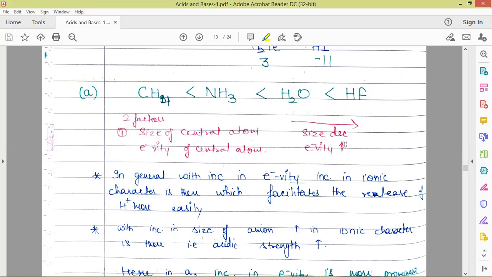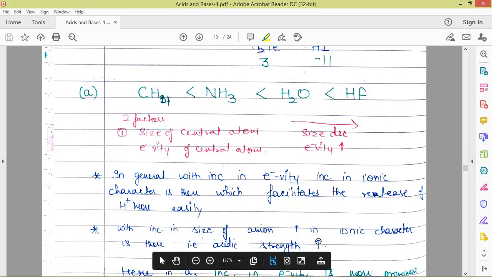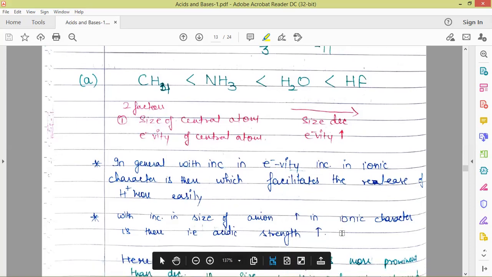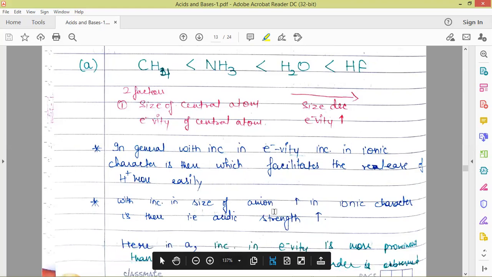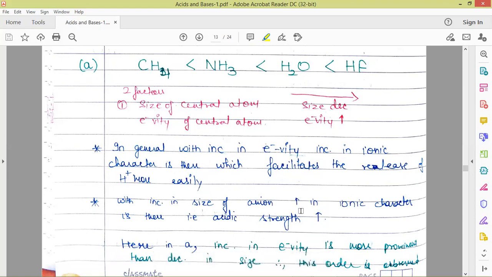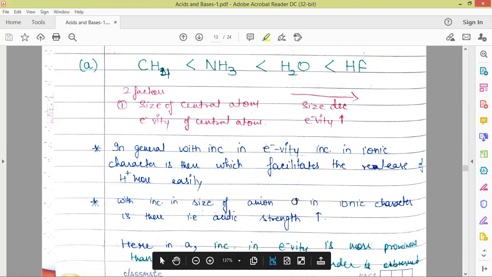The more the electronegativity of the element present with hydrogen, the more the acidic strength. And the more the size of the anion, because with increase in the size of the anion, which is the conjugate base, the electron density of the anion is decreasing with increasing size. That means the conjugate base is going to be weak. That means the acid is going to be stronger. So with increase in size of the anion, acidic strength is increasing. So with the increase of both, acidic strength is increasing.